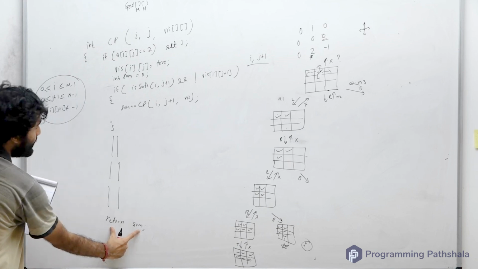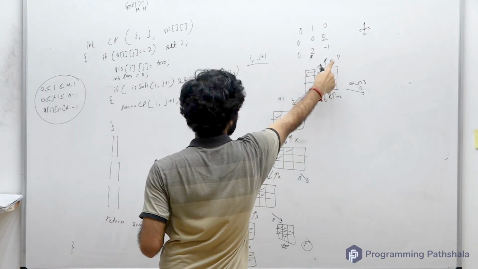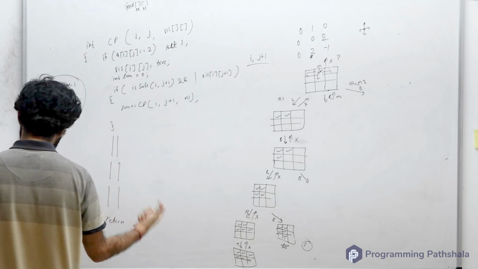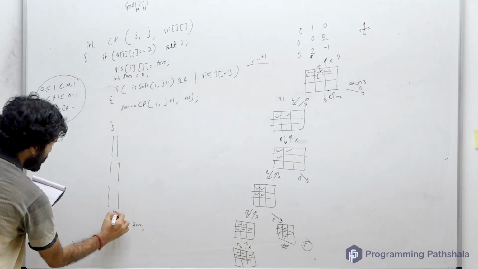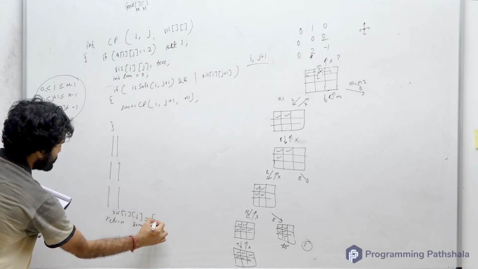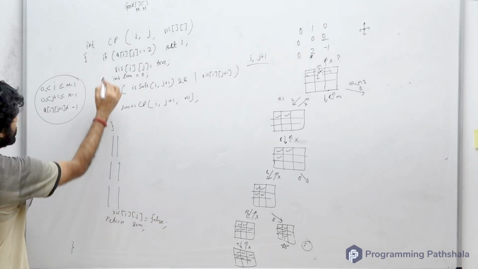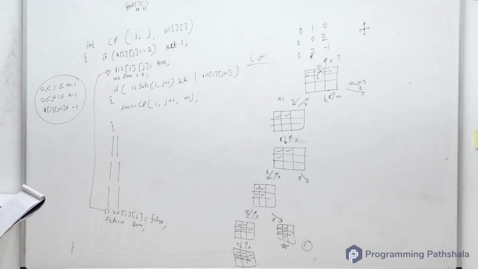Before you return, what is it that you are supposed to do? You are supposed to unmark whatever you had marked. And how do you do that? You do that by converting visited of i comma j as false. So this was do, this was undo, and these were the function calls.